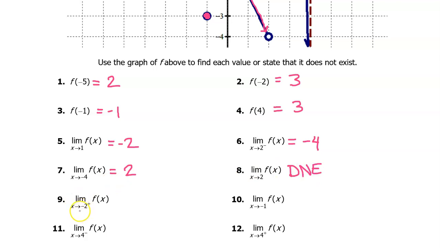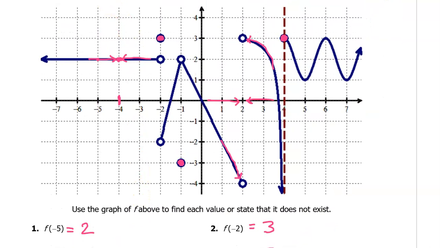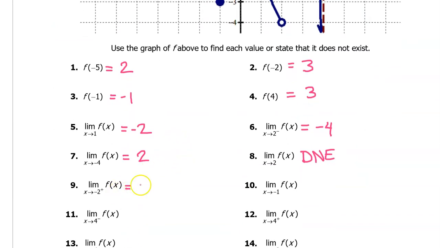Okay, how about the limit as x approaches -2 from the right? Again, that little plus sign means from the right. Okay, so we are approaching -2 from the right. Let me just clean this picture up a little bit. So if we are approaching -2 from the right, then what the function is actually doing is it's going like this. So we can see the function is getting closer and closer to the open circle, which is at -2. All right, so the limit is -2.